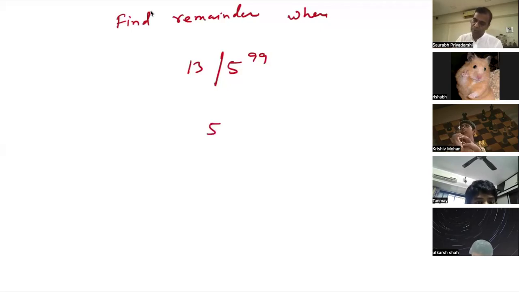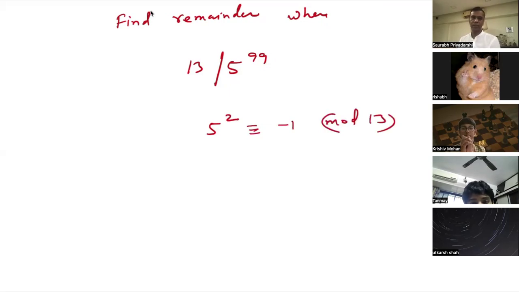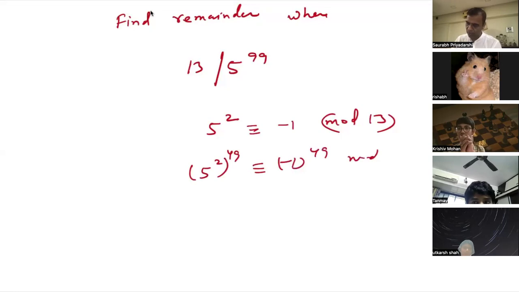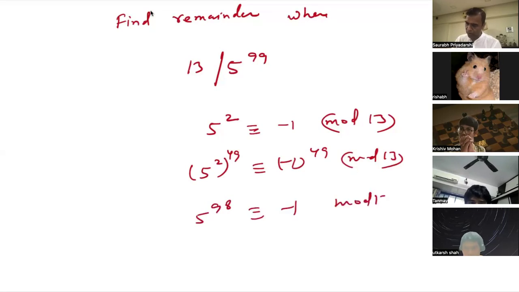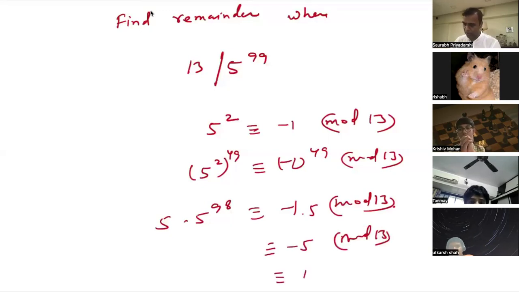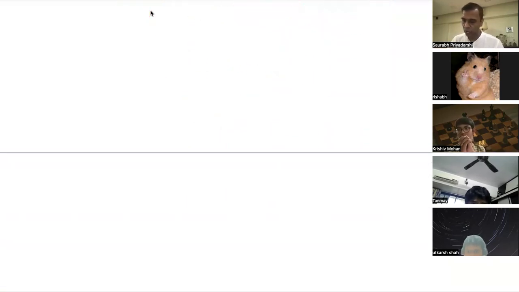See, this is 5 to the power 99. We know that 5 square is congruent to -1 mod 13. 5 square is 25, 26 is 13 times 2, right? So I have to give the power 49 on both sides. So this is coming as -1 to the power 49 mod 13, so 5 to the power 98 is congruent to -1 mod 13. Multiplying with 5 on both sides, I'm getting -5 mod 13. But we know that this must not be negative. So 8 is the answer. Right? Everyone, very good. So you all are comfortable with this.